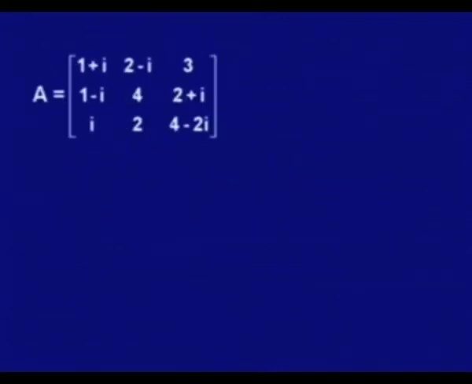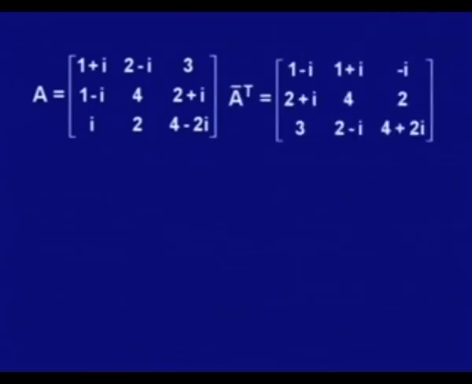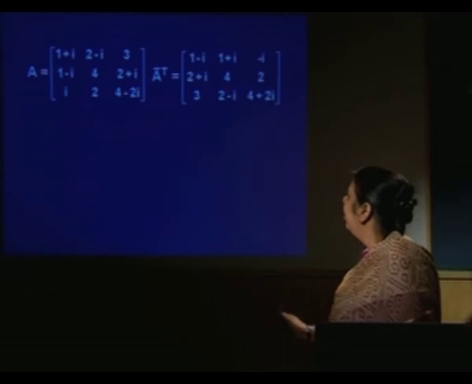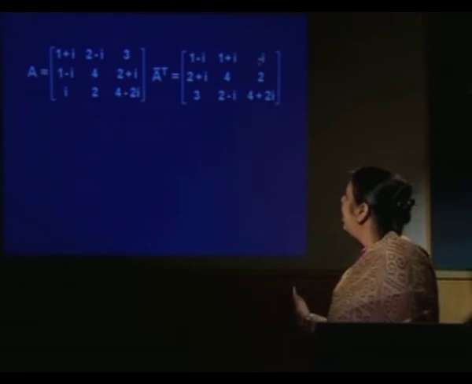Now, if we consider this 3 by 3 complex matrix, then its A bar transpose is 1 plus I, 1 minus I, 2 minus I, 2 plus I, 3, and we have 3 here, 1 minus I, 1 plus I, 4, and we have 4, 2 plus I, 2 minus I. Then we have I here, minus I, 2 and 2, 4 minus 2I and 4 plus 2I.